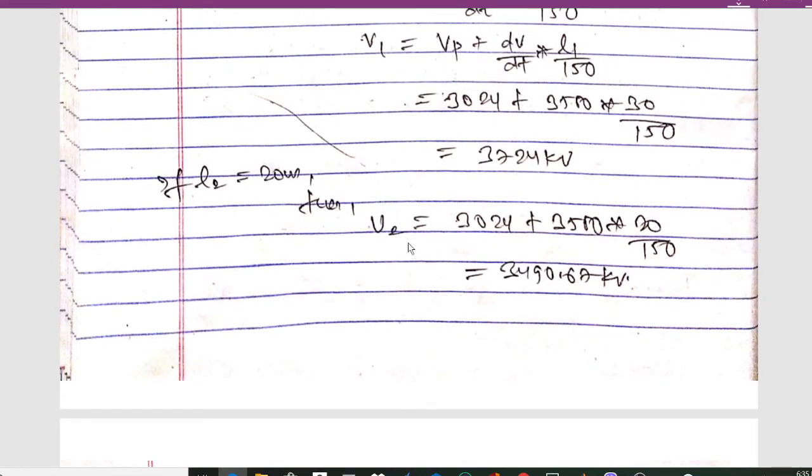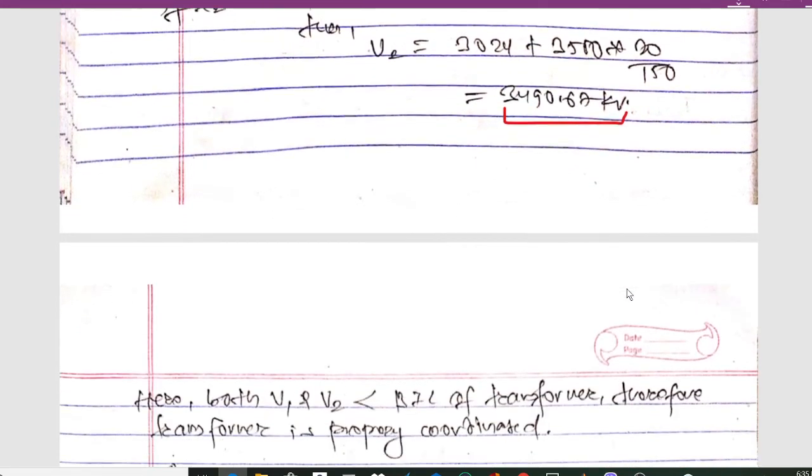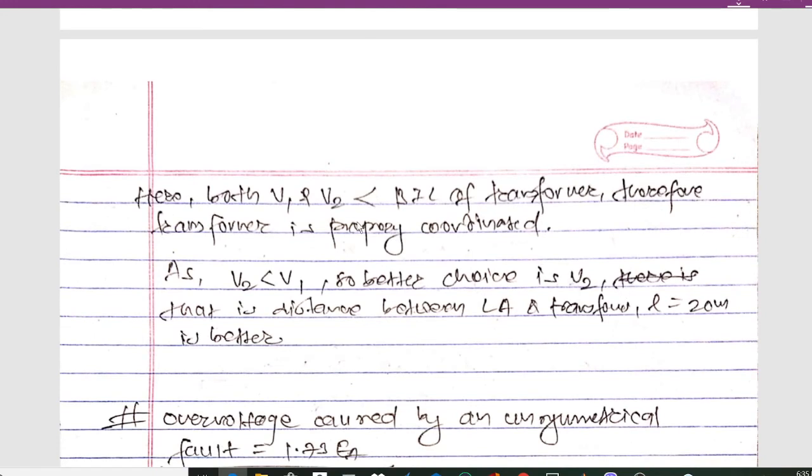Similarly, L2 is 20 meters given in the question. So for that V2 will be Vp plus dV upon dt into L2 upon 150. After substituting the value of L2 as 20 meters, we'll get the value of V2 as 3490.67 kilovolt. And here both V1 and V2 are less than the BIL of the transformer, therefore the transformer is properly coordinated here. And also we can conclude as V2 is less than V1, so the better choice is V2, that is, the distance between the lightning arrester and the transformer should be L equal to 20 meters, which is better here.